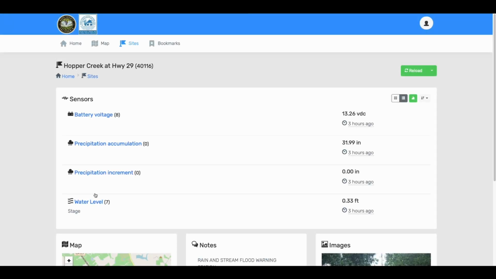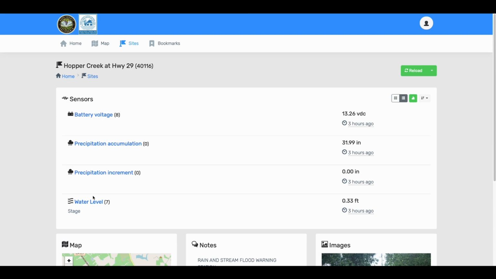This brings us to a page that will display some information about the site and the gauge. Battery voltage tells administrators how the battery and the sensor looks and whether or not it needs to be replaced soon. Precipitation accumulation is the amount of rain accumulated in a large amount of time, generally annually. Precipitation increment is the amount of rain accumulated in a specific amount of time, generally measured in 24-hour increments.